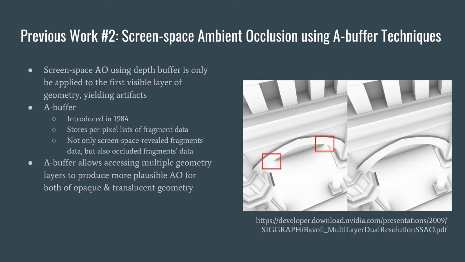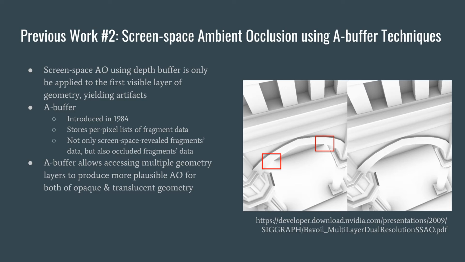The next reference talks about how to deal with this problem. What if we know the hidden geometry in advance and consider it when calculating ambient occlusion? To do so, a method using an A buffer was suggested. An A buffer is a buffer storing multiple fragment data for every pixel. If you remember what the depth buffer is, in the rasterization process, the depth buffer keeps dropping the fragments that are going to be occluded and leaves only one data for each pixel. But an A buffer does not, which means that it contains the data from occluded fragments as well.